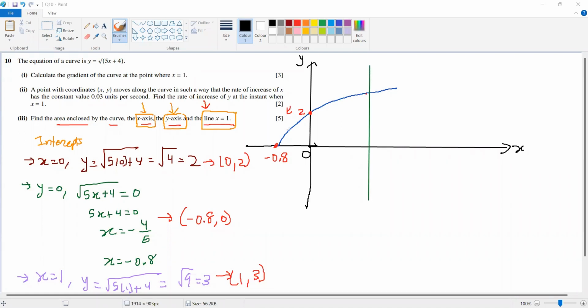Let's cut the cross line x equals 1, and then label the coordinate. So this is (1, 3): this will be 1, this will be 3. And the blue curve is the curve that we're talking about, the square root of 5x plus 4. It's not necessary to do this sketch, but it's helpful.